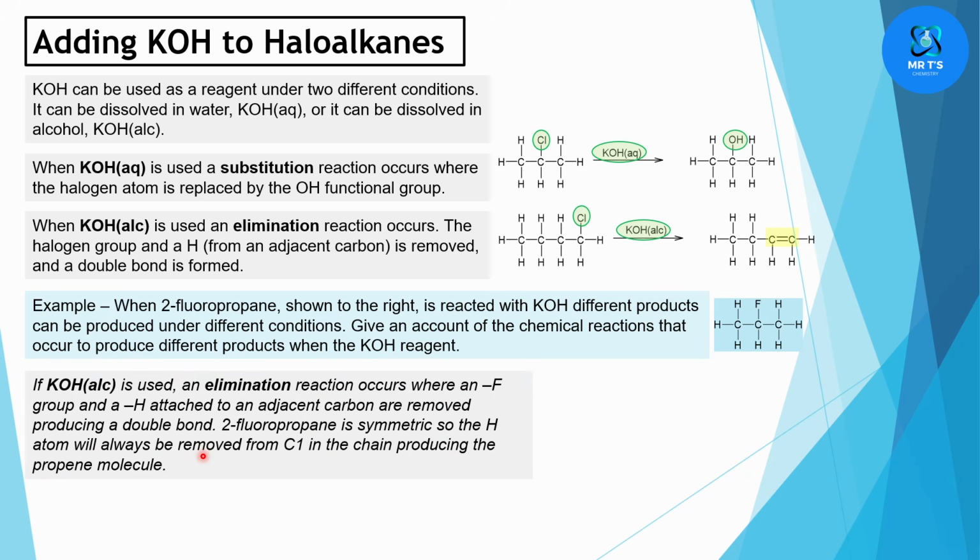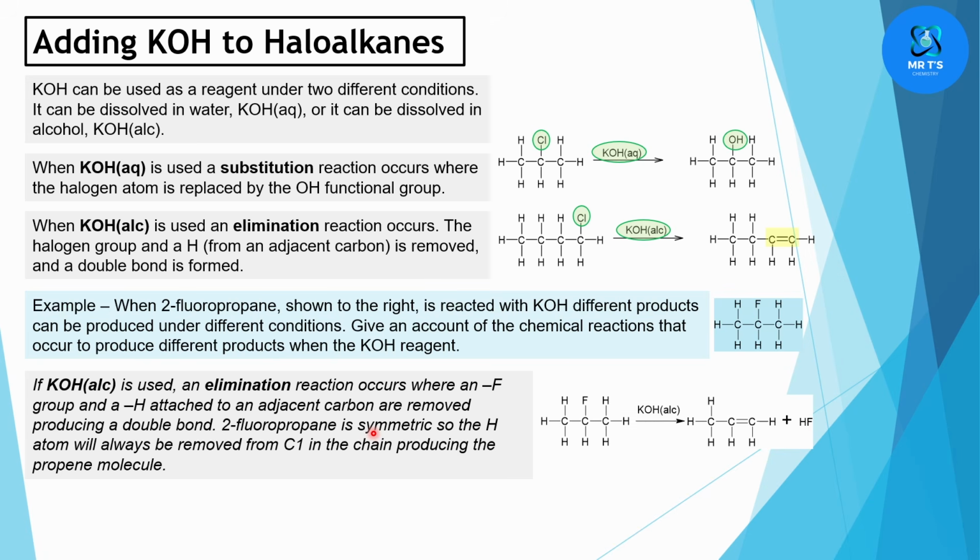So I'm going to start off with the first one here. If we have the alcohol, it's not going to produce the alcohol, so it's going to produce the alkene. It's going to be an elimination reaction. I'm going to give the details here. In this elimination reaction, the fluorine group and the hydrogen attached to an adjacent carbon are removed, producing a double bond. 2-fluoropropane is symmetric, so it will always be removed from the first carbon, producing the propene molecule.